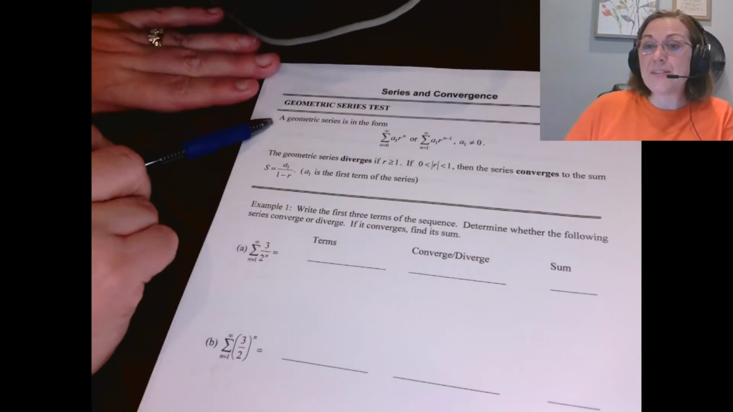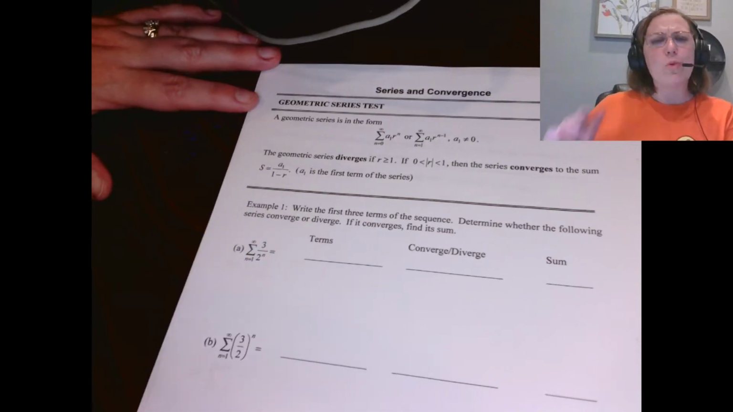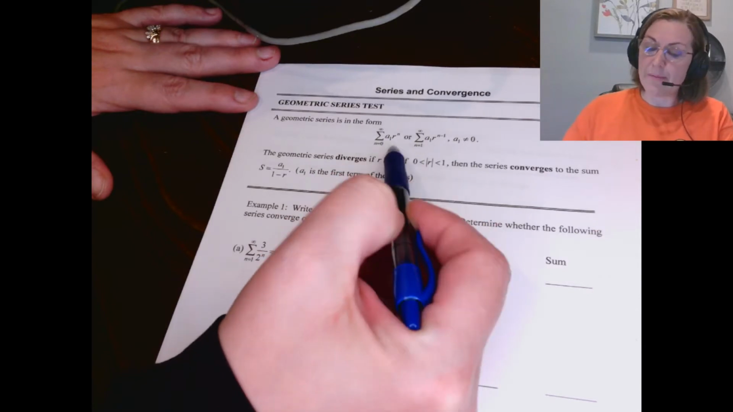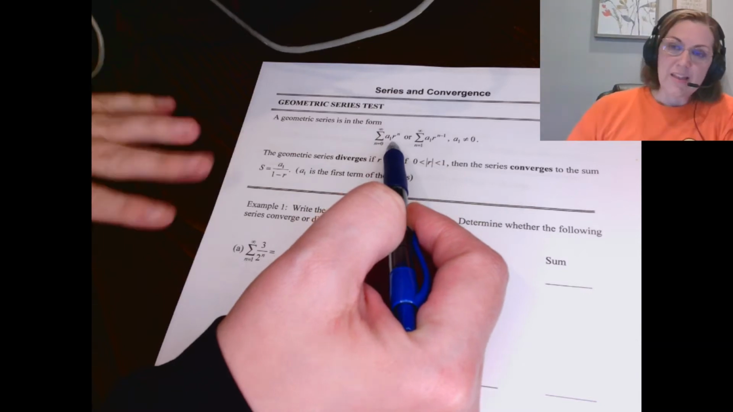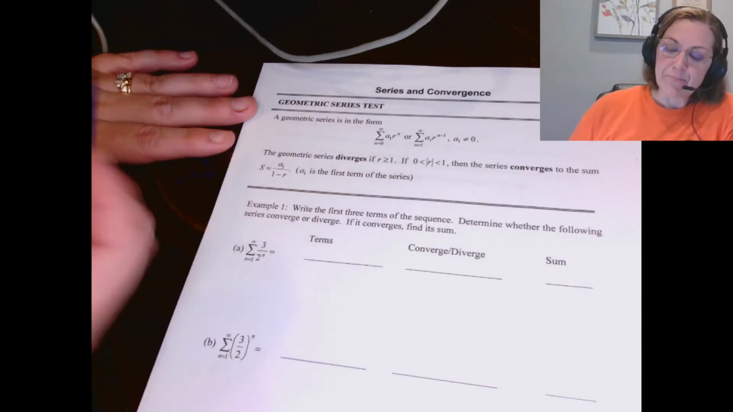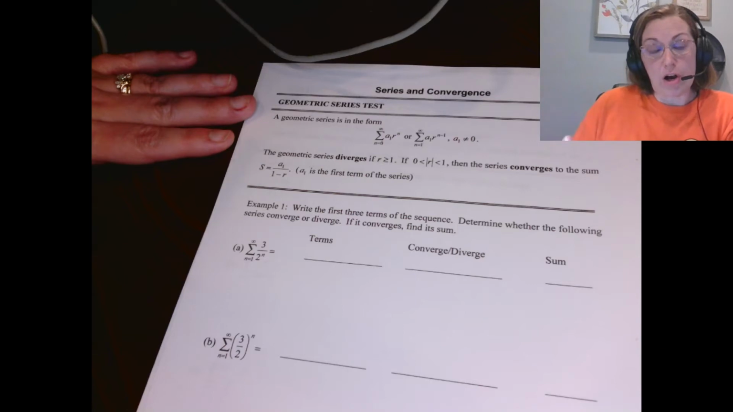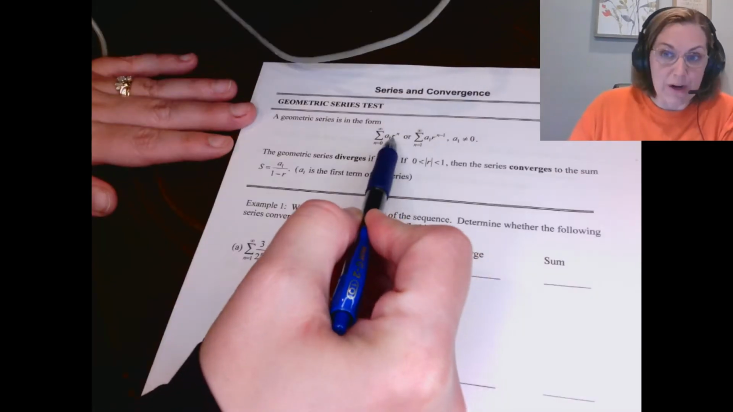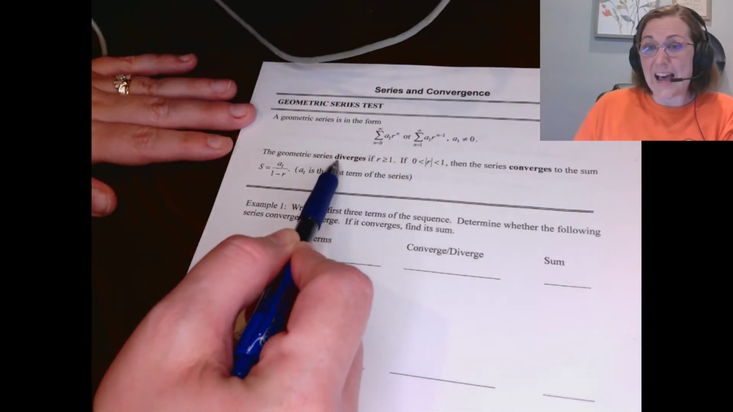Now, first of all, we have to be able to identify if a particular series is a geometric series. What you're looking for inside of your formula for the series is something being raised to the nth power. That's going to give you an indication that, in fact, it is a geometric series. So whatever is being raised to the nth power, we call R. That's the common ratio. And if that R is greater than or equal to 1, we say the series diverges.